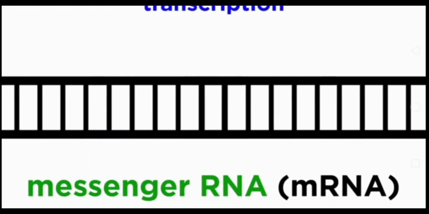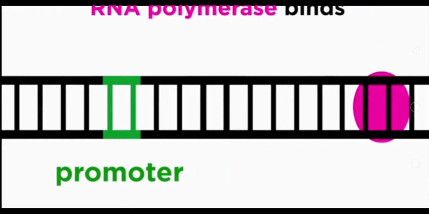To do this, RNA polymerase, with the help of proteins called transcription factors, binds with a specific sequence within a gene called the promoter and splits the two strands apart.